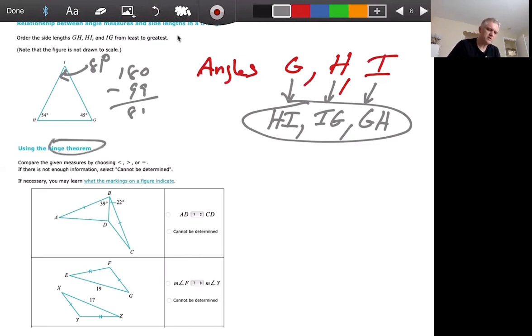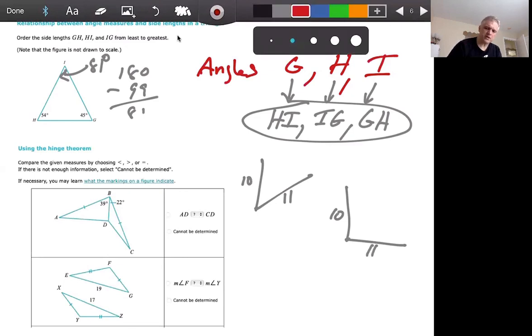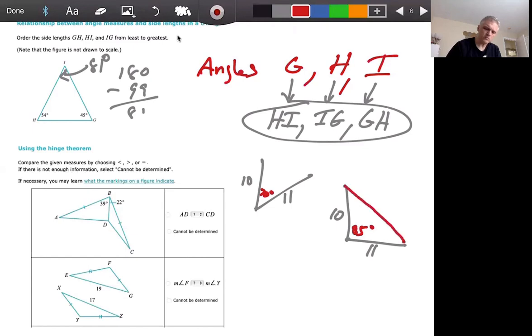The Hinge Theorem. Hinge Theorem just says that if I've got two angles, angles are made of two sides, right? So let's say I know the length of this side is 10, this side's 11. And on this other angle, it's also 10 and 11. Okay? What the Hinge theorem says is the following. If I know that this angle right here is 70 degrees, and this angle right here is like 85 degrees, then that means this side is longer than that side.